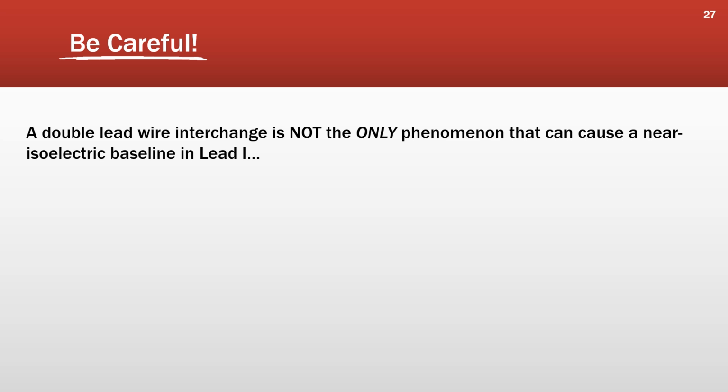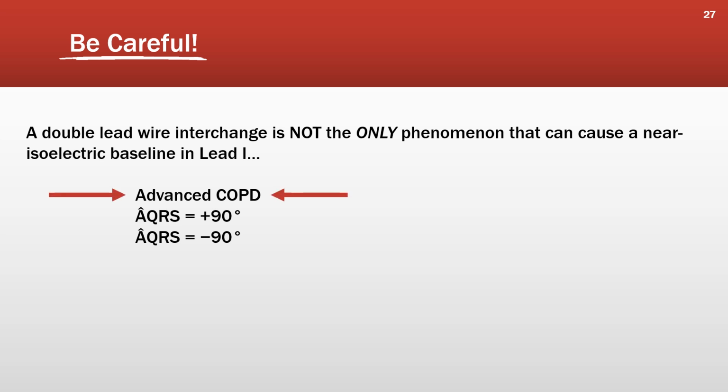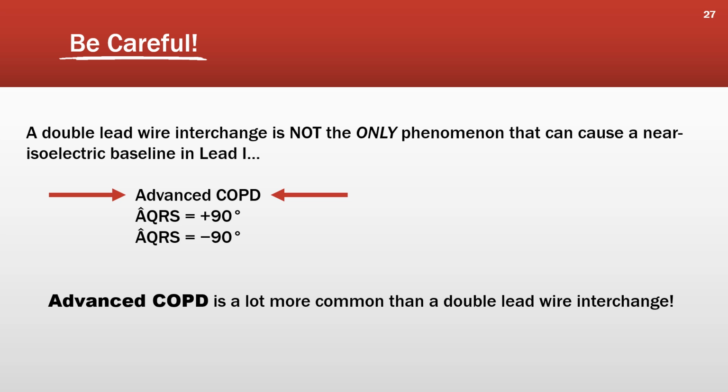Now, I want you to be very careful if you do see a near isoelectric baseline in lead 1, because a double lead wire interchange is not the only phenomenon that can cause a near isoelectric baseline in lead 1. Advanced COPD can do that, especially advanced emphysema. A mean QRS axis in the frontal plane equal to plus 90 degrees could do it, and a mean QRS axis in the frontal plane of minus 90 degrees could do it. However, advanced COPD is a lot more common than a double lead wire interchange.